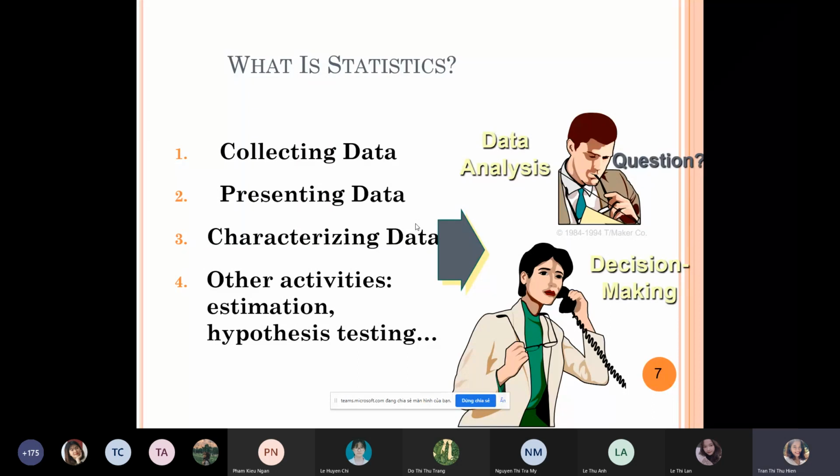Okay, so follow some steps here. When you collect the data, you can know exactly about your population, maybe the height or the weight of the students in the first year of Hanu, for example, right? When you collect data, you can make some decisions or get some information from your data.